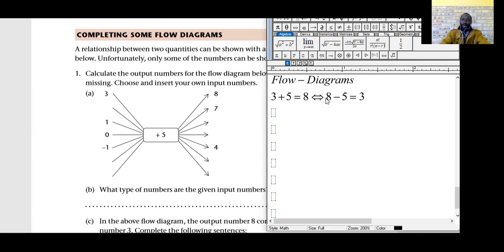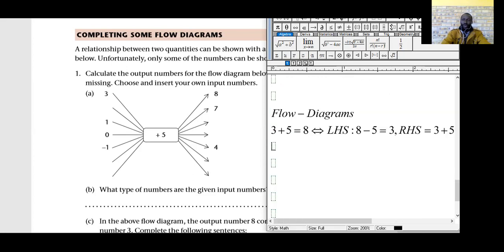So to get the number on the right-hand side, we just add. Rather, to get the number on the left-hand side, we minus. To get the number on the right, we add 5 to the number on the left. That's what we are going to get. So that's very much like a general rule which we are going to be using.